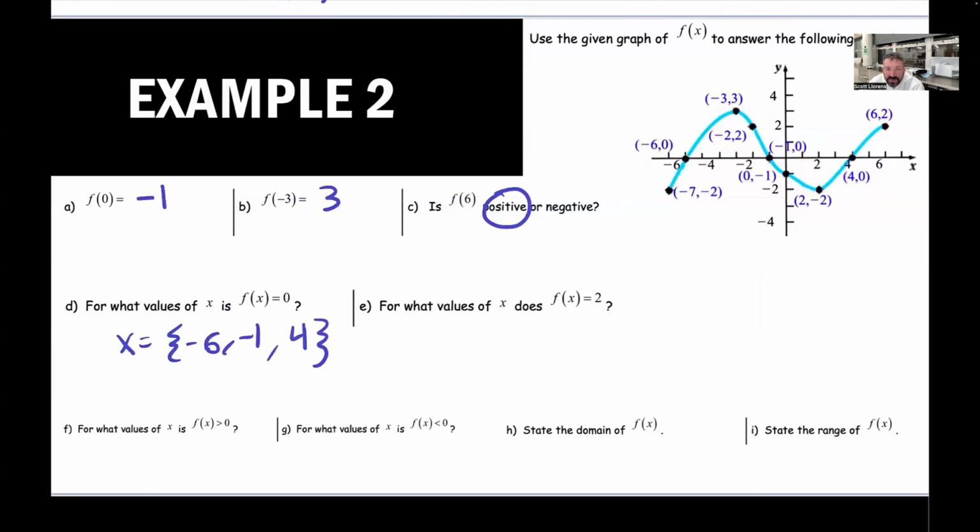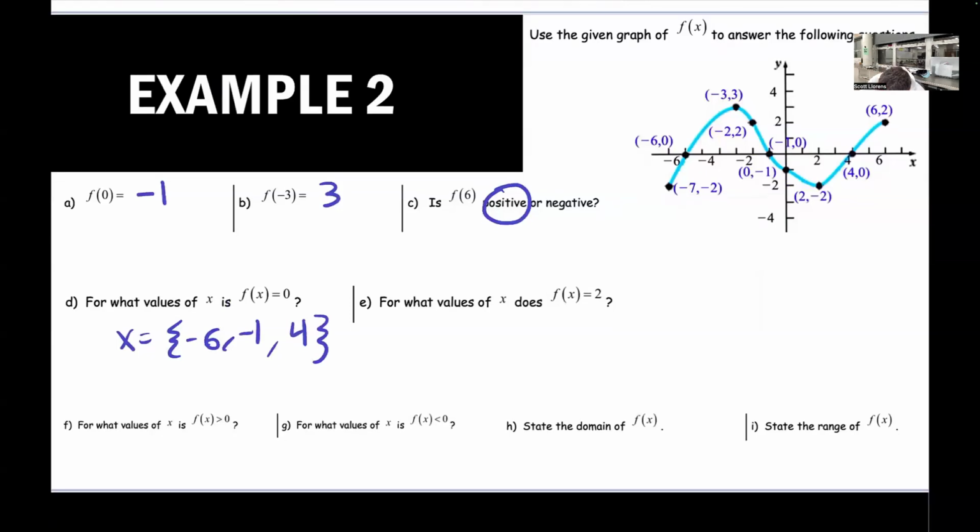For what values of x does f of x equal 2? So again, I'm going to look at that line of an output of 2. I see that happening when x equals -2 and when x equals 6.